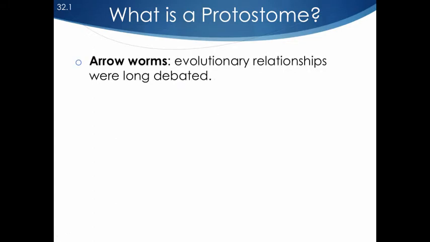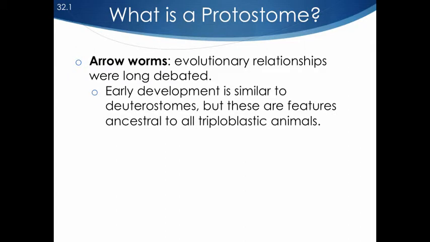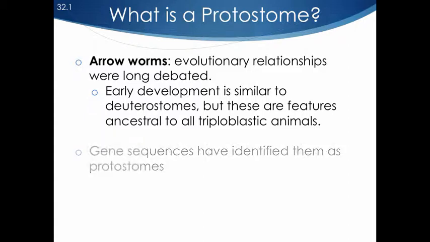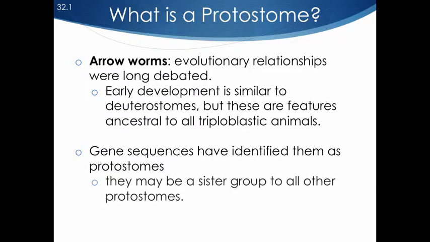Now we're going to go into a class of organisms called arrowworms. These have evolutionary relationships that have been long debated, so nobody really knows exactly how they've evolved. Early development is similar to the deuterostomes, but these are features ancestral to all triploblastic animals, so we can't really classify by that because many species have that. Their gene sequences identified them as protostomes, and they may be a sister group to all other protostomes. We're not 100% sure that they are protostomes, but they could be a sister group or they could be protostomes themselves.